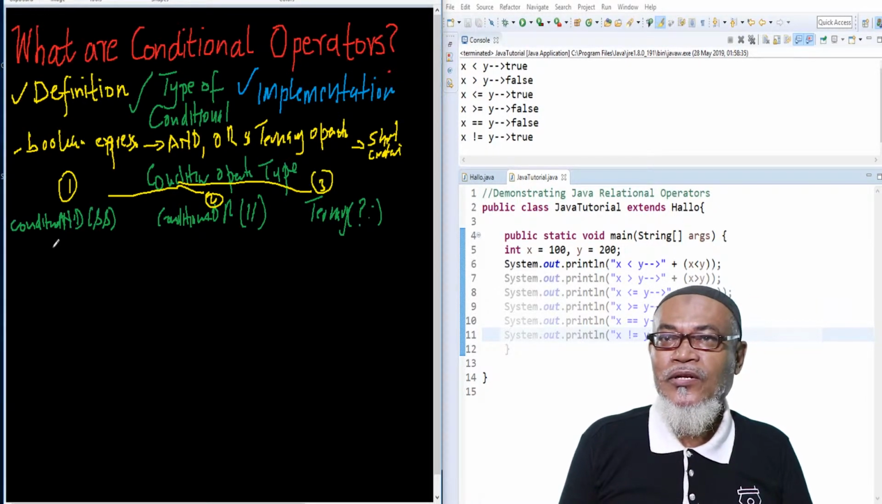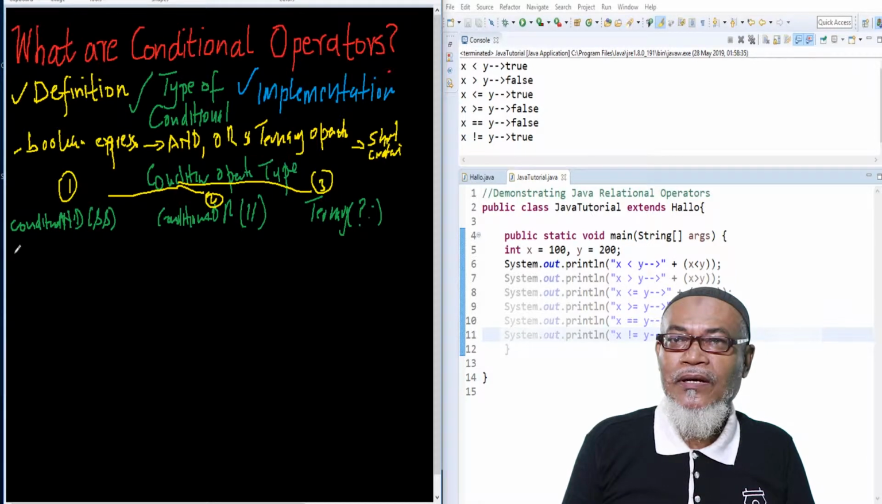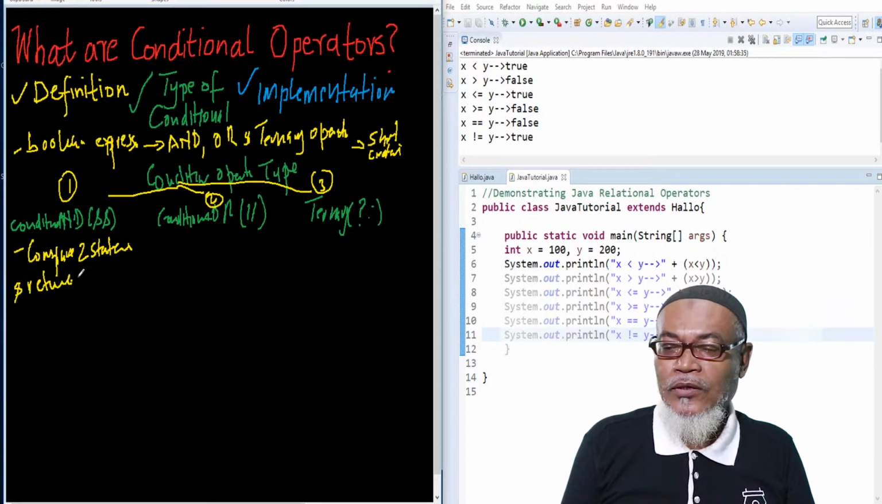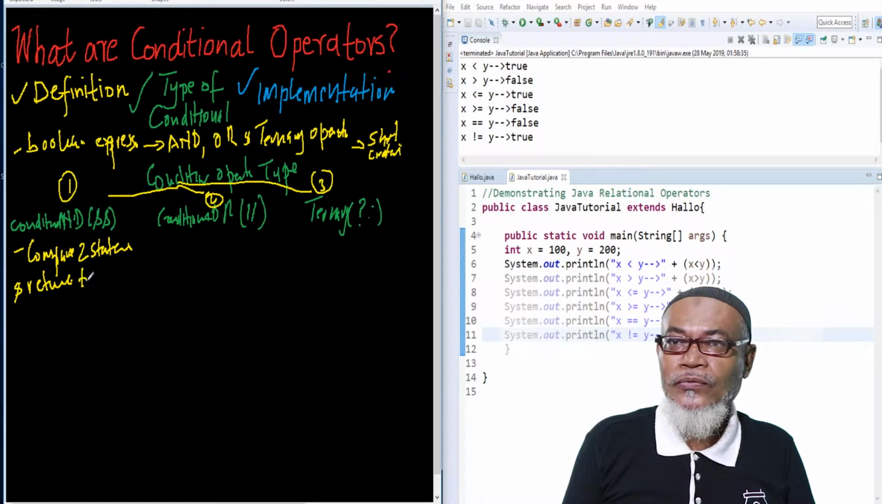Let's see what the conditional and is. The conditional and compares two operands or two statements, and it returns true if both statements are true. This is very important: if both statements are true.